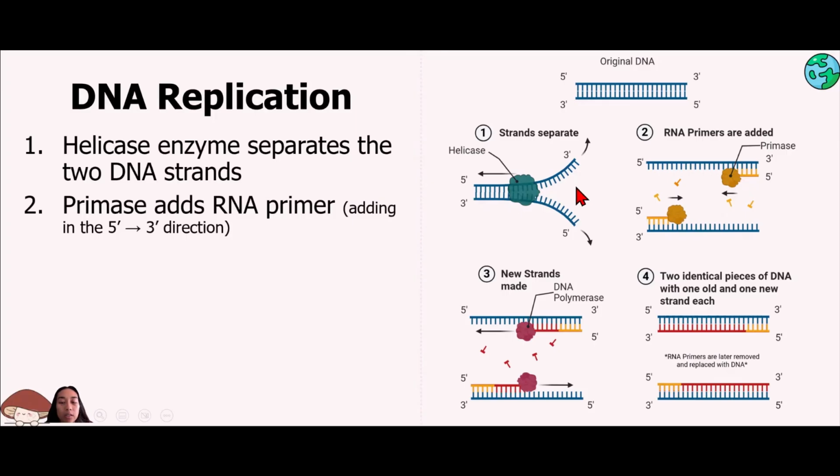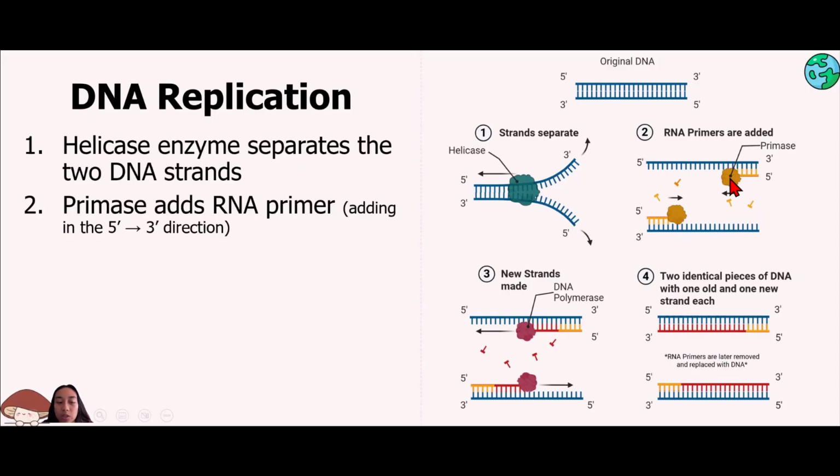Now, once these strands are completely separated, then RNA primers are added. So another enzyme called primase is going to add something called the RNA primer. Now, what is a primer? If you've ever painted or used makeup, primer is the thing that you add before you actually put your makeup or your paint, whatever it is. And so in DNA replication, before we actually add our DNA, we have to add RNA. It's going to seem silly, but you'll see in a second. But this is just how it works.